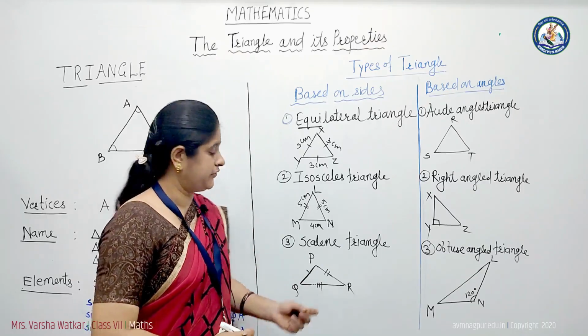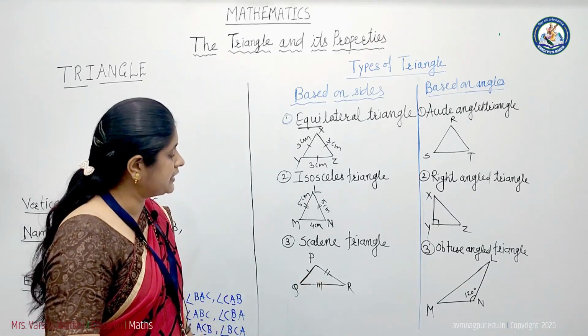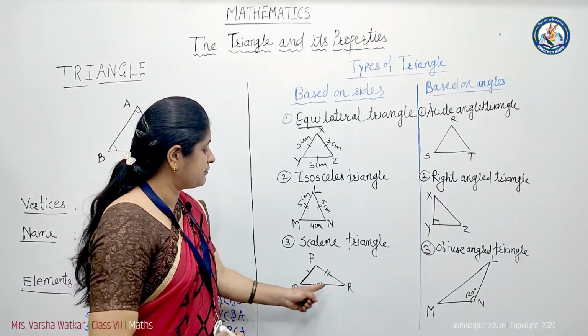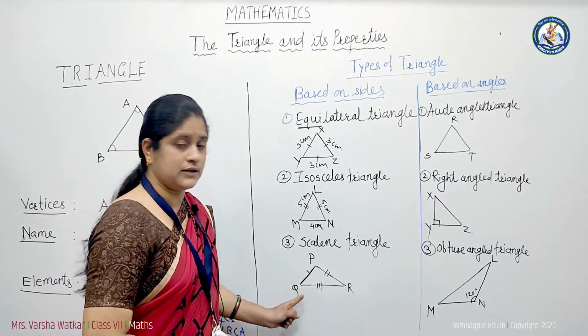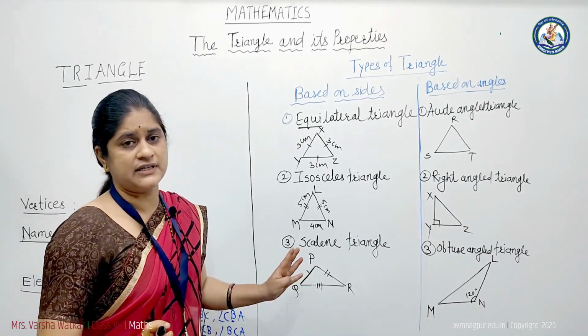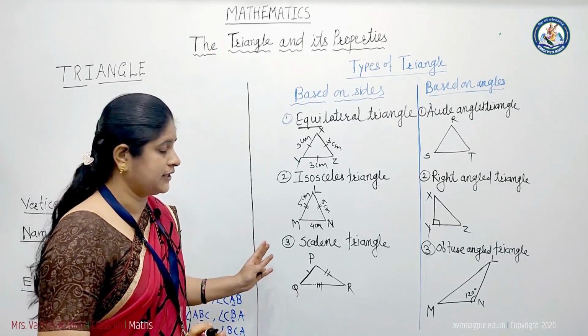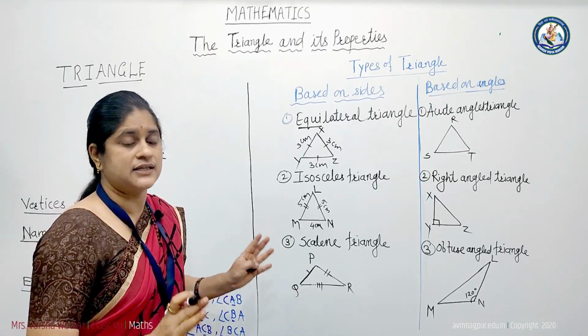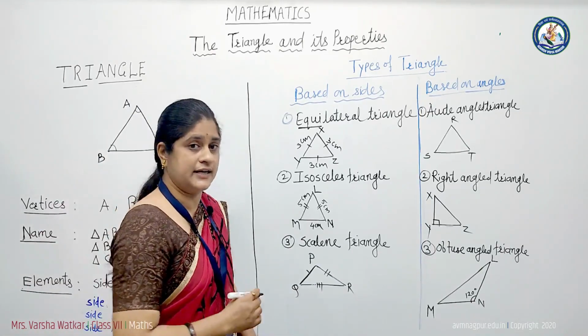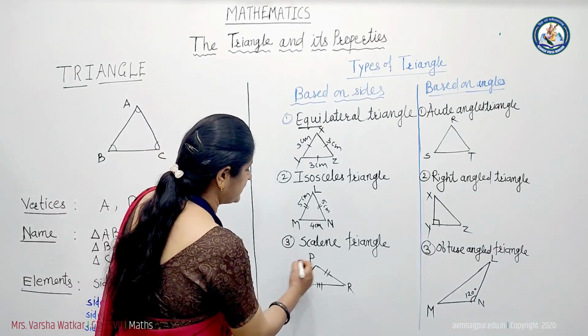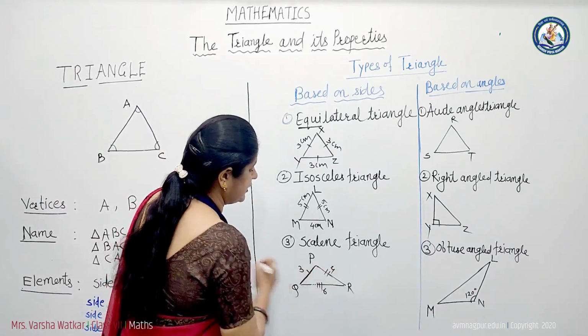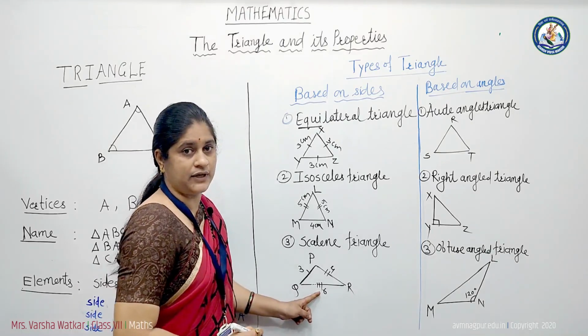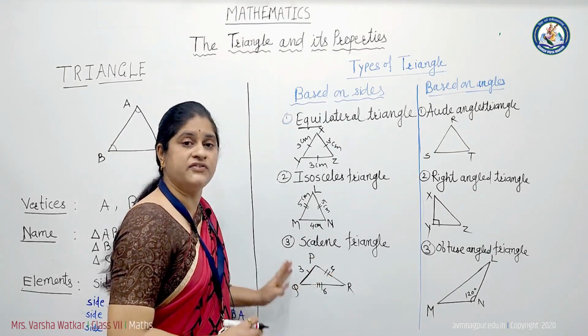Scalene means what? If you observe the figure, what are you observing here? Side PQ is different from side PR and side QR. All the 3 sides are different. Their measures are different. So such types of triangles we call the scalene triangle. If this is 3, this is 4 and this is 6, it means it's a scalene triangle. Okay. So all sides are different here.